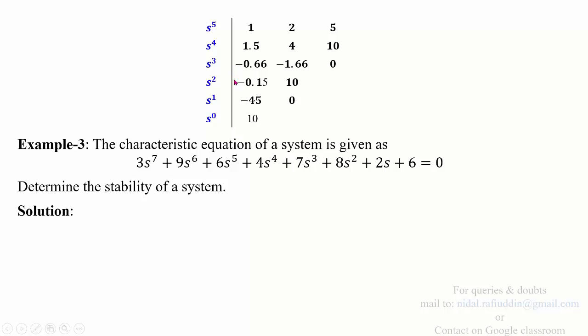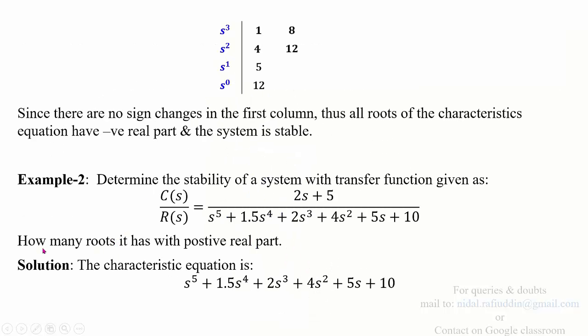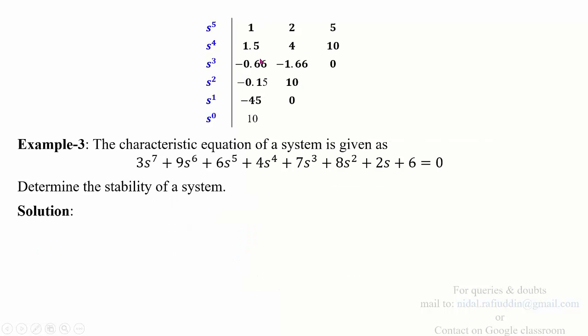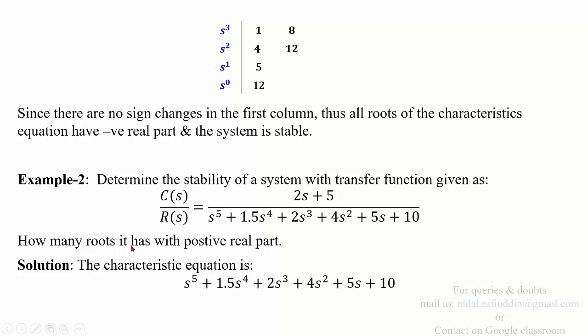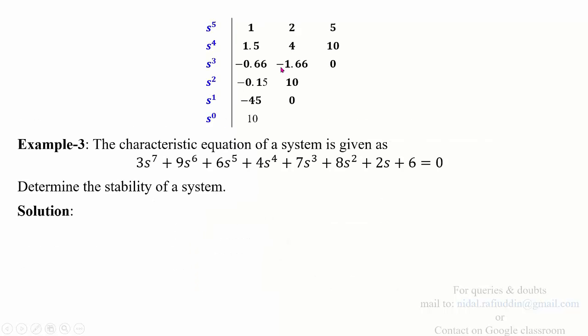If this question wouldn't have asked you about the roots with positive real part, then after evaluating this particular value it's not necessary to go further, and you can straightaway write that the system is unstable because there is already a sign change observed in the subsequent row. But since the question asks how many roots are there with positive real part, you will have to form the complete table in order to determine how many sign changes there are, and thus how many roots will be there with positive real part.